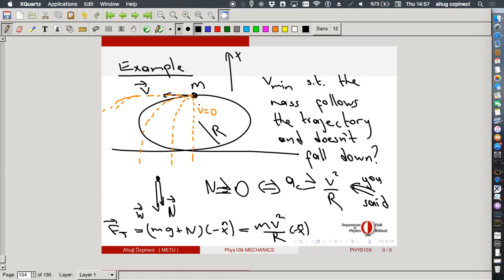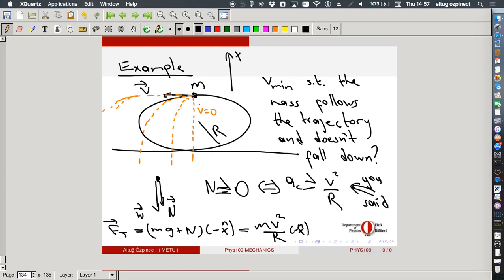At that instant, what is actually happening is that the parabola and the circle, at that point, they overlap. So already the object, for a very small amount of time, is following the circle or the parabola. Because for a very short segment, a parabola and the circle will be the same. So I don't need to exert an extra force. So at that instant, the normal force will be zero.